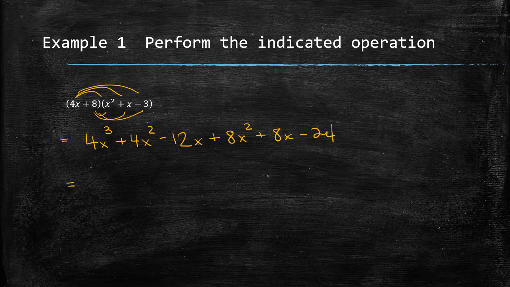And now we're ready to add like terms. So 4x cubed plus 12x squared minus 4x minus 24.